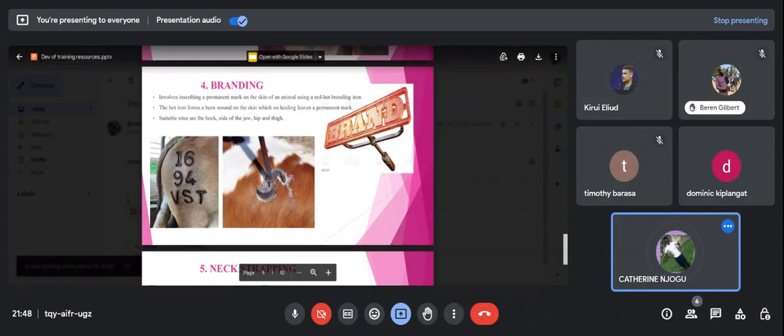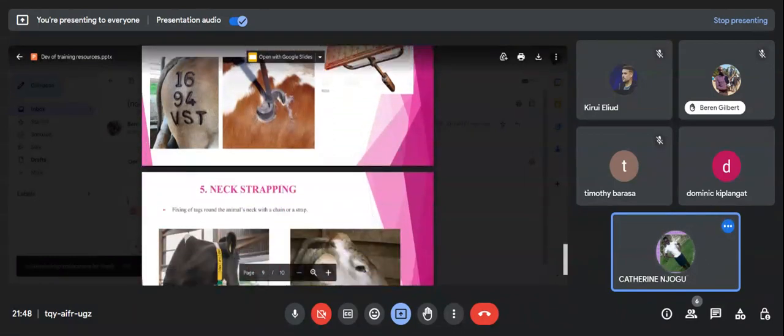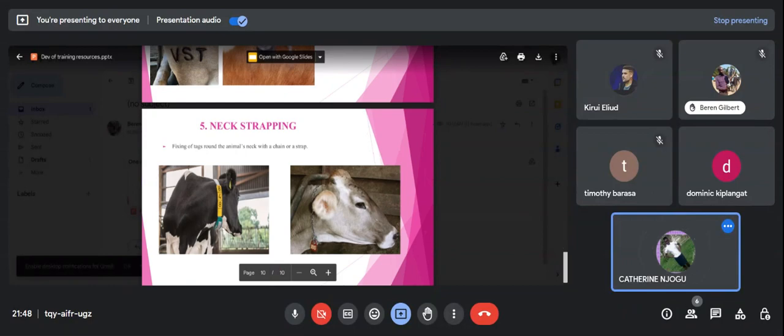We look at the next type of identification, which is neck strapping, and it is our last thing that you're going to look at. We have neck strapping, which involves fixing of tags around the animal's neck with a chain or a strap. The first one has a strap. The second animal, cattle, there has a chain, and you can see they have different numbers for identification.